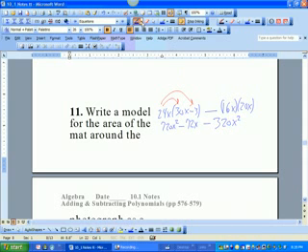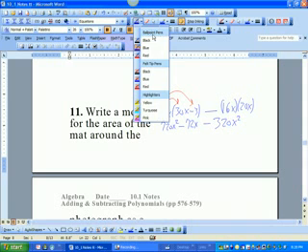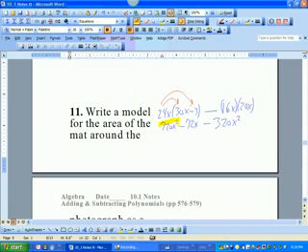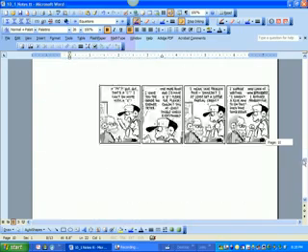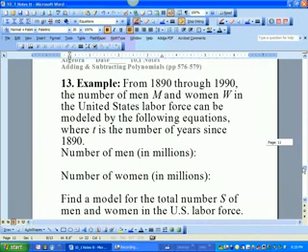And then I notice that the 720x squared and minus 320x squared can be combined. I can say plus a negative if you want, but then I'll get 400x squared minus 72x. So this is a model of a problem where x could be any number, and that's all we're doing on this problem. And then number 12 I want you to do by yourself. And let's take a look at 13.